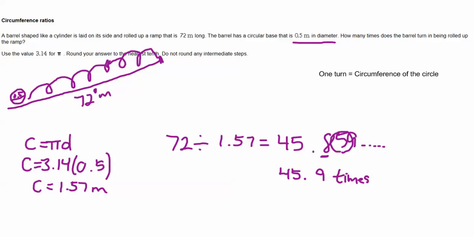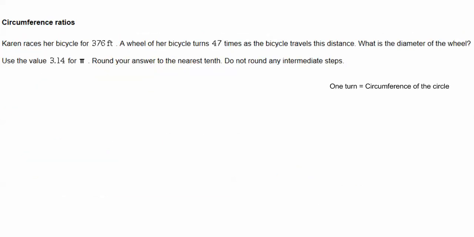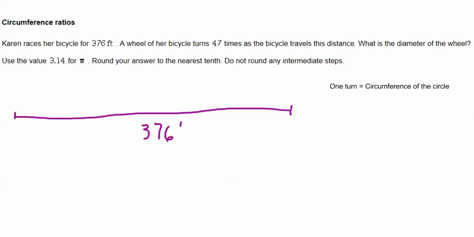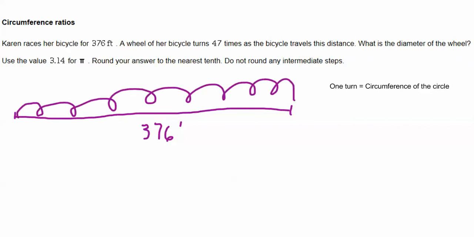Okay? Our third and last example, again, draw out your diagram. Karen races her bike 376 feet. So from start to finish, 376 feet. The wheel of her bicycle turns 47 times as the bicycle travels this distance. So as that wheel's turning, it turns 47 turns, or 47 times. It asks, what is the diameter of the wheel?